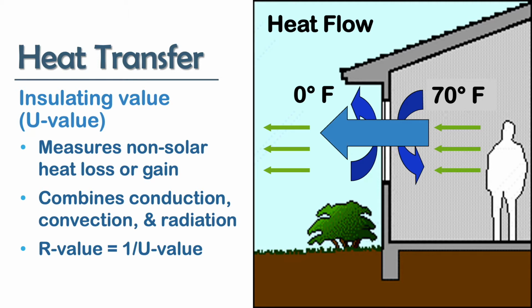The U value is affected by a combination of conduction, convection, radiation. The large blue arrow represents conduction. The up and down blue arrows represent convection, and the smaller green arrows represent radiation, radiant heat. If you reduce any of these from transferring through, you reduce the U value. And if you remember, the lower the U value, the better.